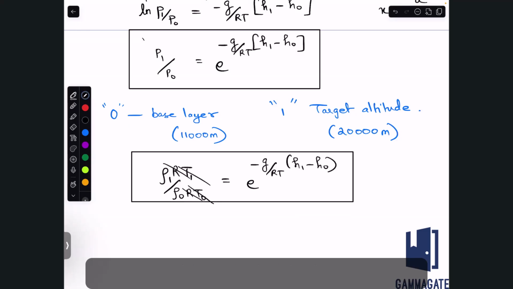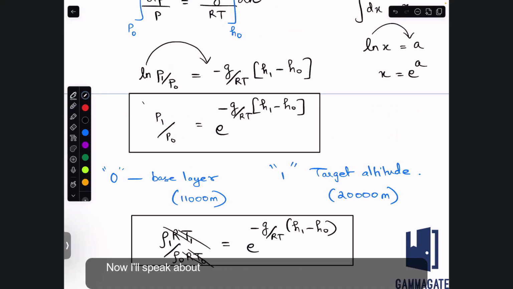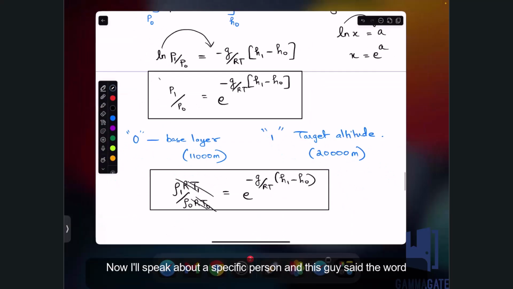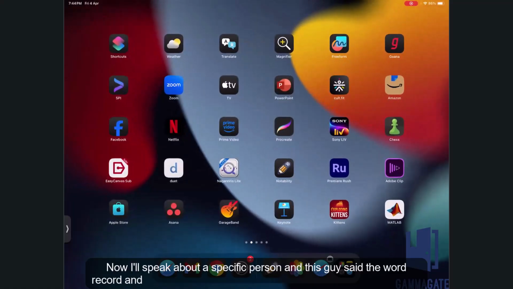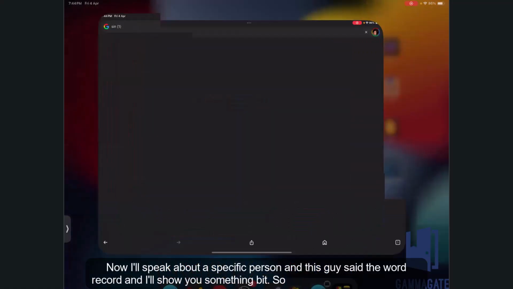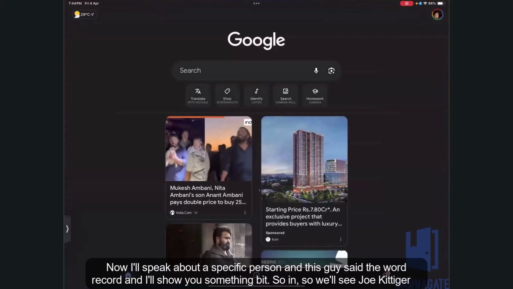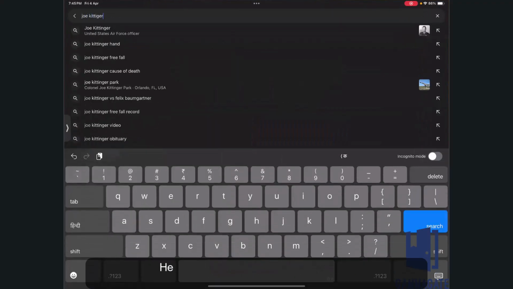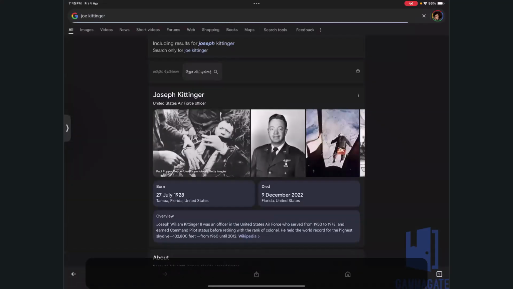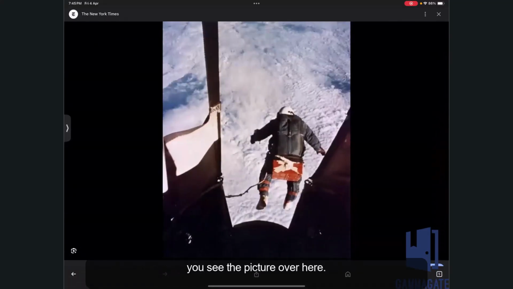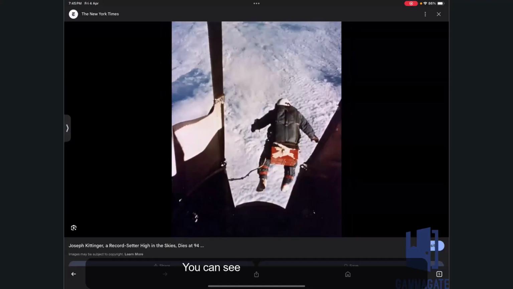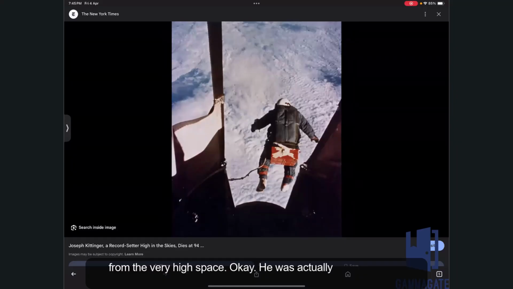Now we'll do a very interesting problem. Now I'll speak about a specific person, and this guy set the world record, and I'll show you something. Wait. So we'll see Joe Kittinger. He was a United States air officer, and you see this picture over here. You can see he is taking a jump from very high in space. He was actually a record jump.